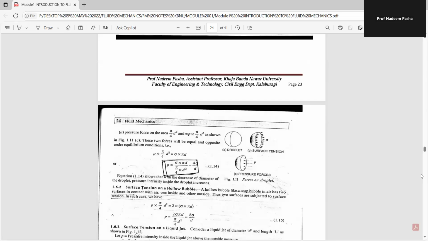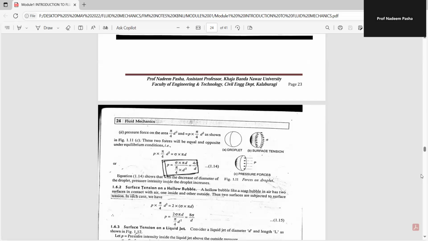So what is happening? The pressure is inversely proportional to the diameter of the droplet. If the diameter of the droplet is increasing, the pressure will decrease, and similarly, vice versa. So this type of equation will be helpful while solving the numericals.